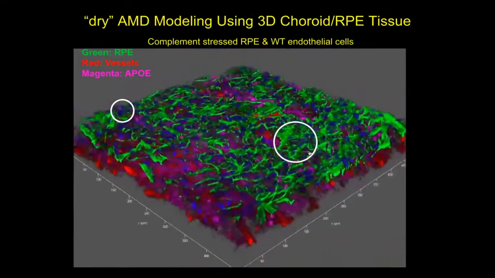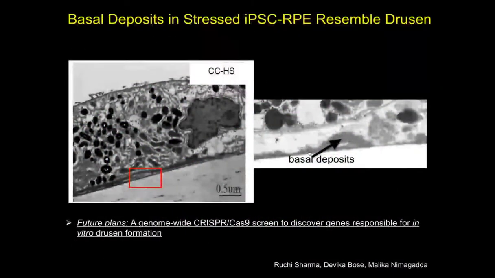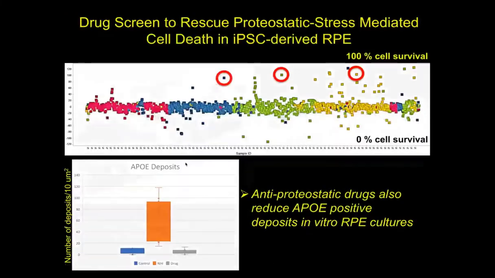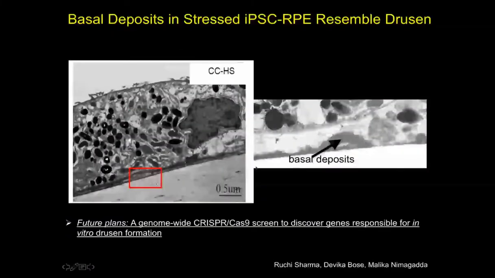But then at the same time, we can use this technology to also discover drugs that can help undo or rescue some of these cellular endophenotypes. So this EM shows you that these ApoE deposits look real. They are similar to the basal deposits, basolateral deposits, or basolaminar deposits seen on the basal side of RPE cells. Currently, we are actually running a genome-wide CRISPR-Cas9 screen to discover genes that are responsible for this drusen formation.